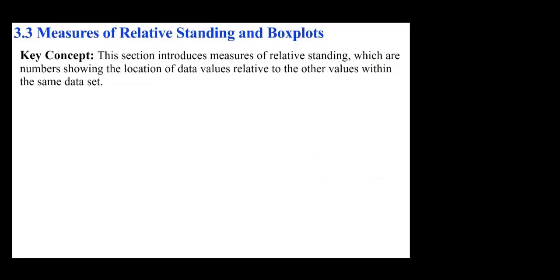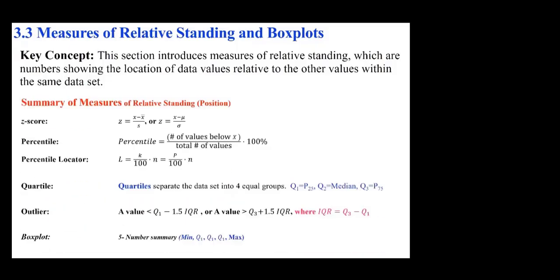Measures of relative standing and box plots. The key concept in this section gives us measures of relative standings, which are numbers showing the location of data relative to others within the same data. So here's the synopsis of what's coming up. The z-score, when you ask your instructor, are you going to curve the grade, you're referring to z-score, is defined as x minus x bar over s, or x minus mu over sigma.